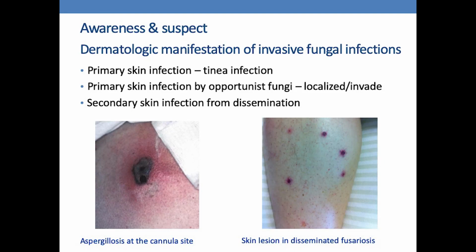Can you identify what it is? Which are the two things? Anyone? None of you? This is aspergillosis at the cannula site. And this is a very typical lesion of fusarium. Already I have shown you: this is a central necrosis, a very painful ulcer. Whenever you find this, think, can it be fusariosis, especially in cases of hematologic malignancy when they are undergoing induction chemotherapy.